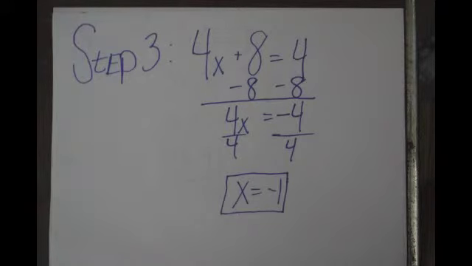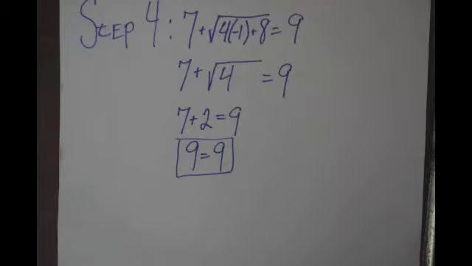Now that you are left with a much simpler equation, you now solve for x. X in this situation equals negative 1. Now to be for sure that your answer is correct, you plug in the negative 1 where x is in the original problem. You are eventually left with 9 equals 9, meaning that x equals negative 1 and is a correct solution.